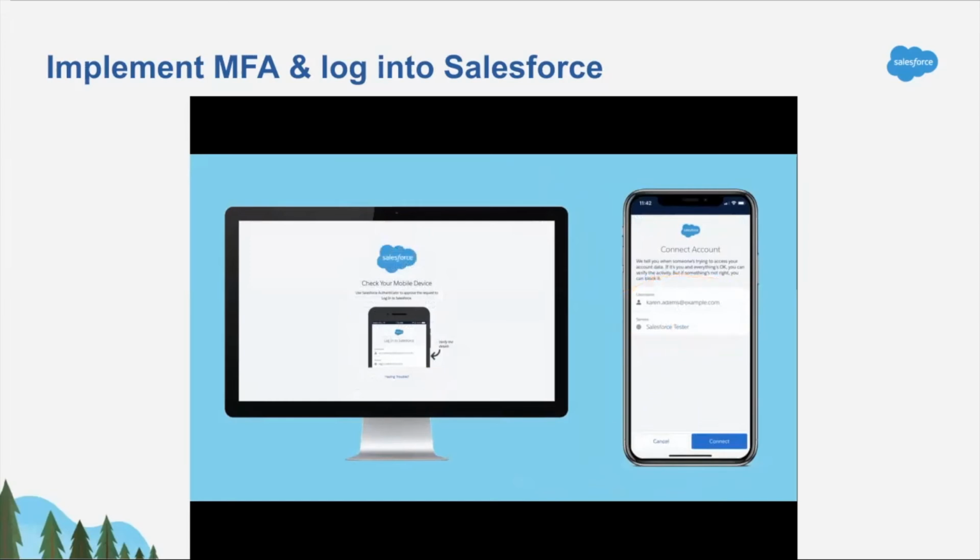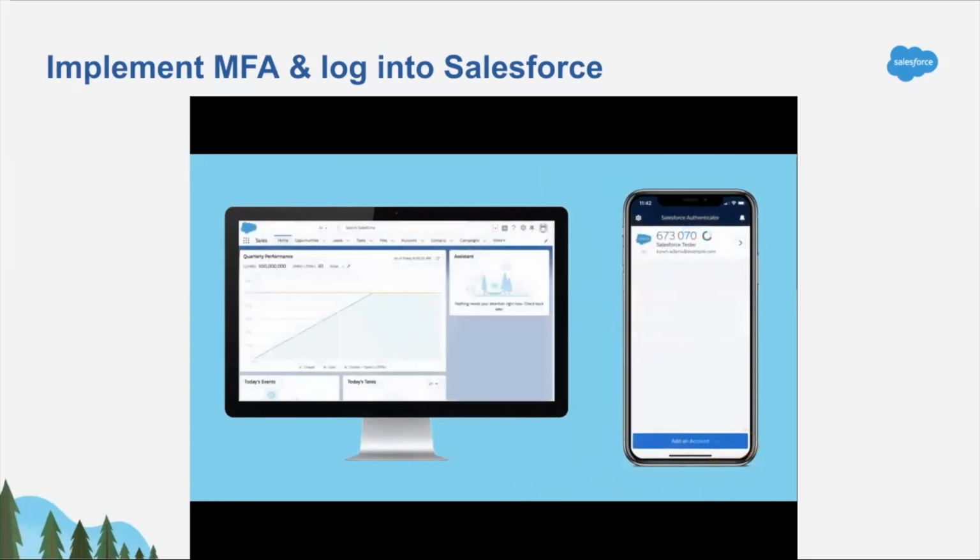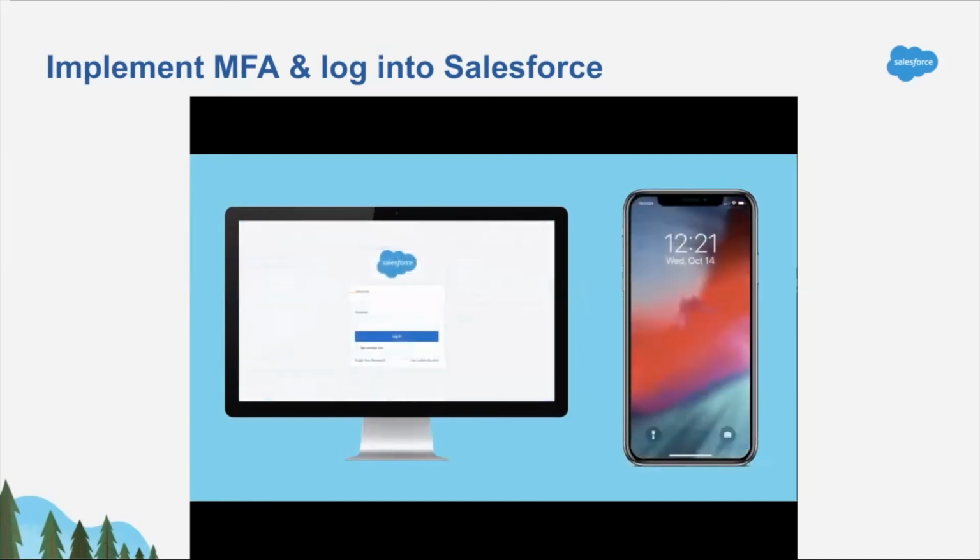Yes, it's her connecting to Salesforce. So she taps Connect. And that's it. Karen has successfully connected Salesforce Authenticator to her Salesforce account, and she finishes logging in. Now let's see how Karen uses the app as a second factor when she logs into Salesforce.